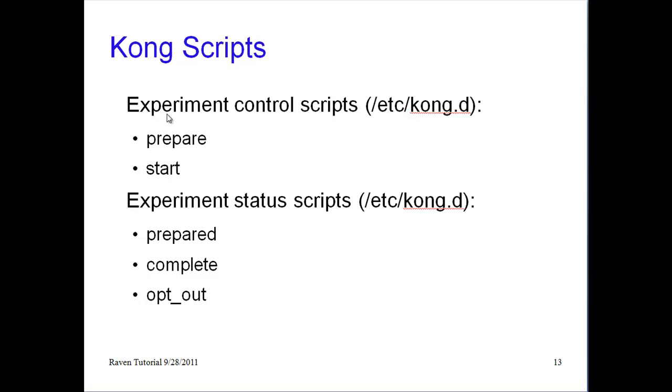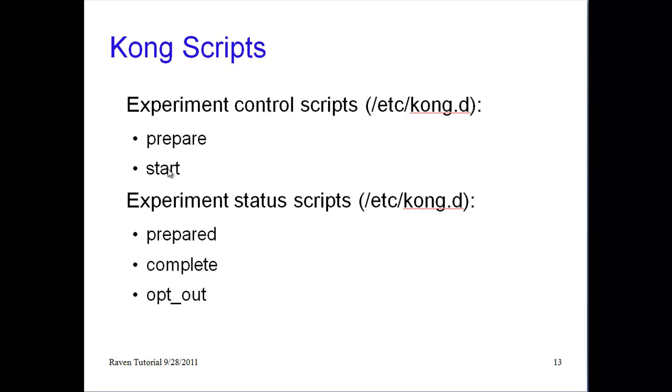In addition to those two scripts, which are used for Kong to tell the experiment what to do, there's also some scripts where the experiment tells Kong what has been done, and that's these experiment status scripts. So there's a prepared script, which you can execute from your experiment to let Kong know that you finished preparing, and a complete script, which you can execute to let Kong know that the experiment is completed. These two scripts go hand in hand with prepare and start. So for example, a typical experiment inside of its prepare script would do all of the steps that are necessary to get the experiment ready, and then it would execute, as the final line of the prepare script, the prepared script.